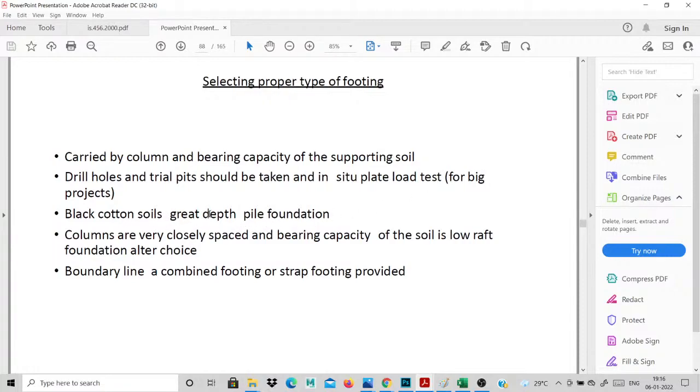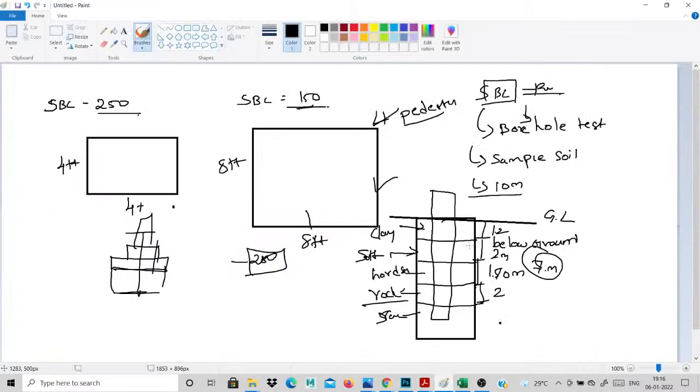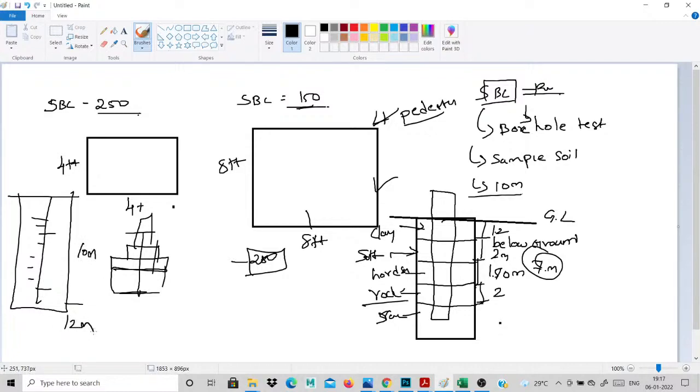Then, black cotton soil at a greater depth, so you choose a pile foundation. This is my ground level. My excavation beyond this may be full of black cotton soil. My excavation is going to about 10 meters, or 12 meters, which converted into feet is more than 36 feet and above. So I choose a pile foundation.